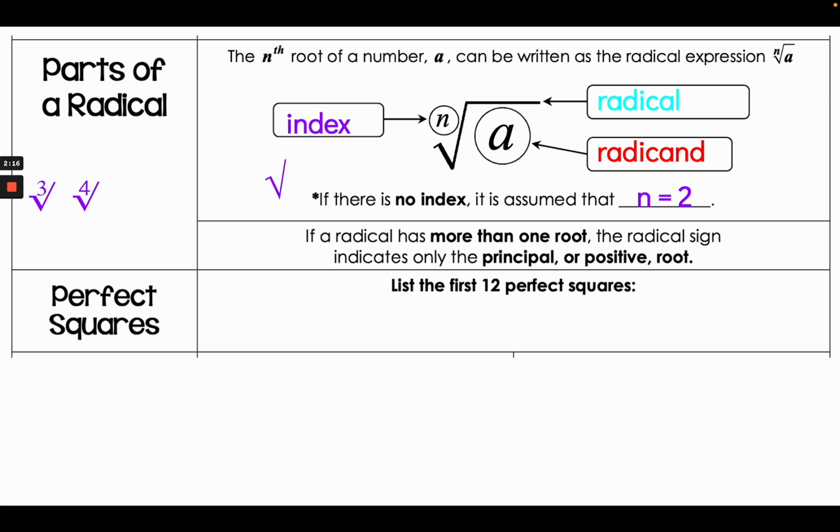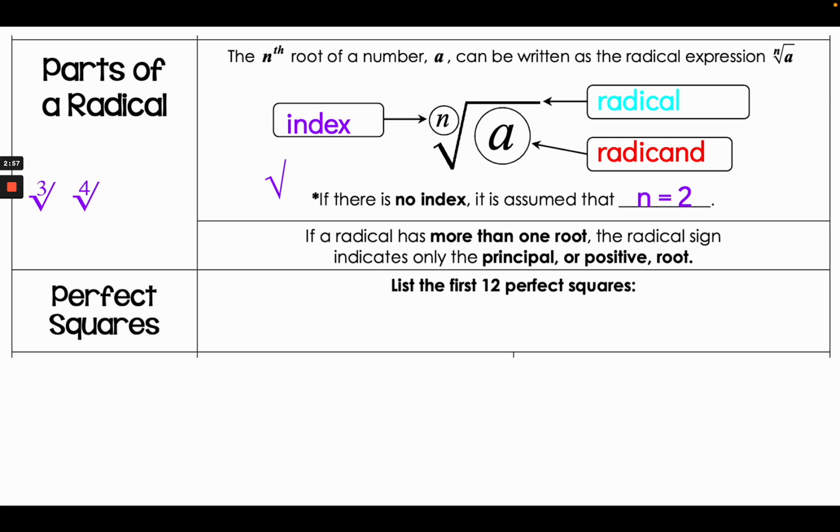Also, if a radical has more than one root, the radical sign indicates only the principal or positive root. In a second, you're going to see that the opposite of a square root is a square. When we square something, if it's positive or negative, it'll always end up being positive. So this is why we always take the principal or positive root from that square root. When you get into higher math classes, they'll go into a deeper way of looking at square roots. But for now, we're just going to say it's the principal or the positive root.